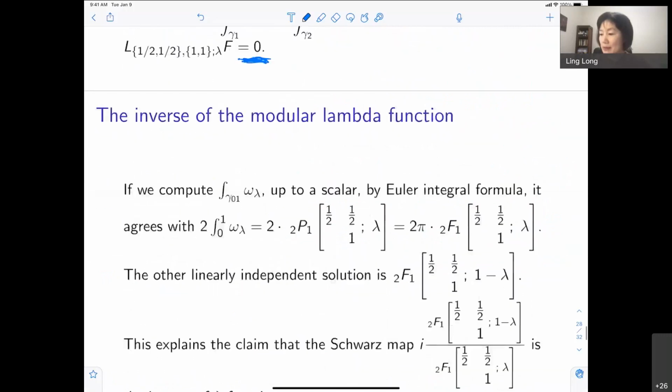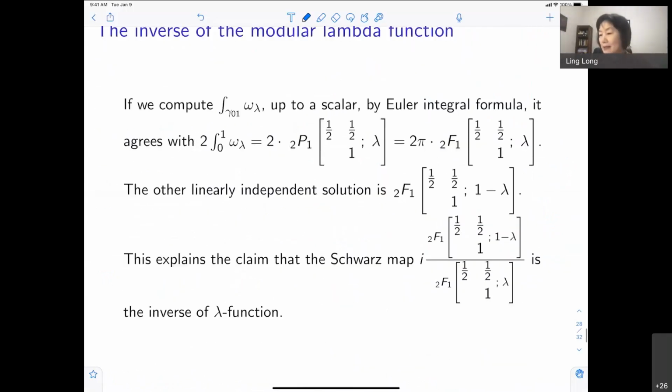So putting things together, we see that now it's going to be this period function. It's a solution for the hypergeometric differential equation. And again, there are two solutions. One will be this holomorphic one down here. The other one will be this particular one with a log solution. So the ratio, if you put it this way, putting an i over here, it will turn out to be the inverse of the lambda function.